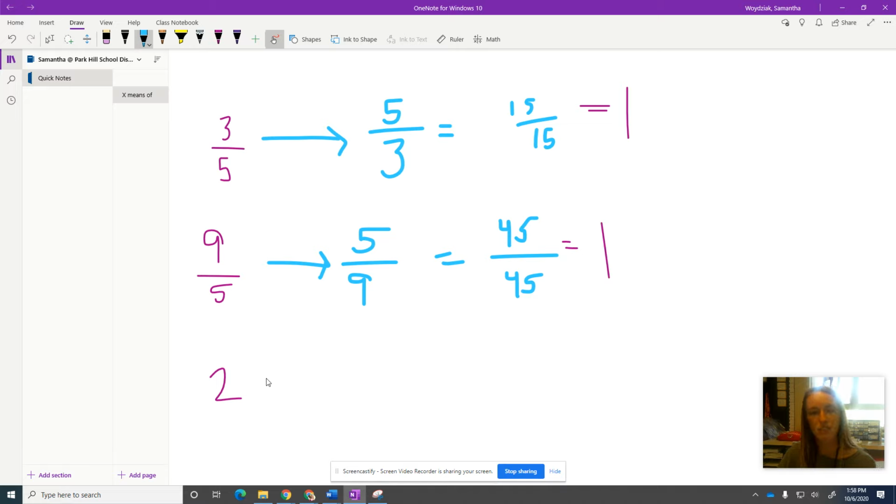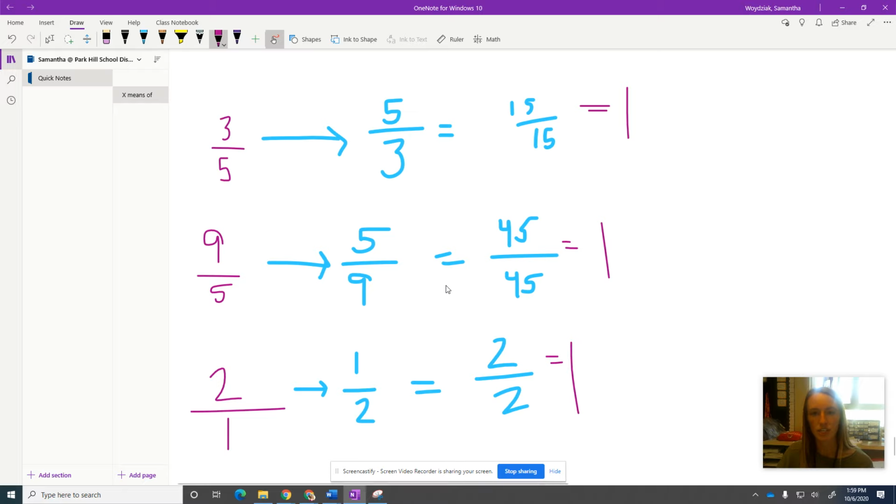So 2, this one is not written as a fraction, so we have to make it a fraction. Well, we know that to make a whole number a fraction, we put it over the number 1. So 2 over 1 is the same as 2. We're good there. Now we need to find its multiplicative inverse or reciprocal. We're going to flip 2 over 1 to be 1 over 2. Let's test it. 2 times 1 is 2. 1 times 2 is 2. 2 over 2 equals 1.